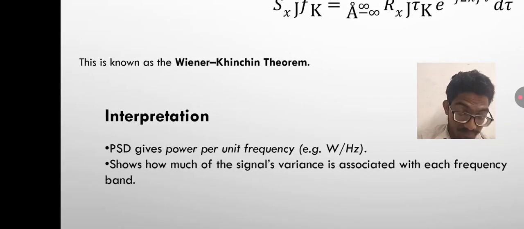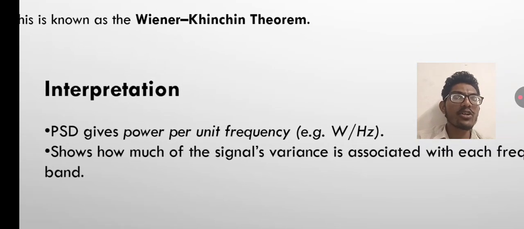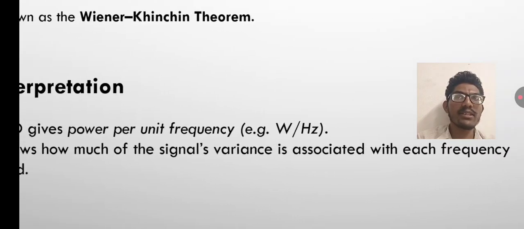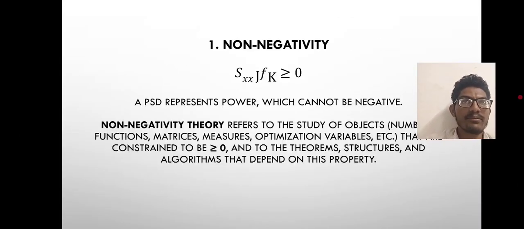Next, the interpretation of that formula is that PSD gives us the power per unit frequency. For example, power is in watts and frequency is in Hz. These are the units of power spectral density. Power spectral density also shows us how much of the signal's variance is associated with each frequency band.